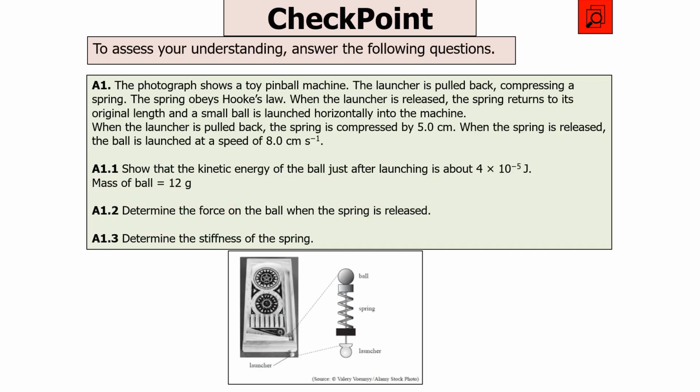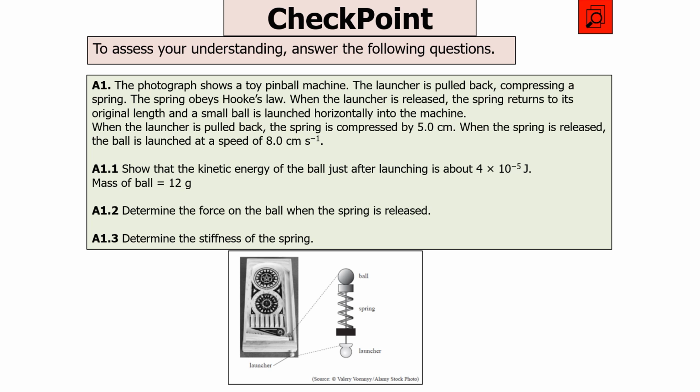The next question says, the photograph shows a toy pinball machine. The launcher is pulled back, compressing a spring. The spring obeys Hooke's law. When the launcher is released, the spring returns to its original length and a small ball is launched horizontally into the machine. When the launcher is pulled back, the spring is compressed by 5.0 centimeters. When the spring is released, the ball is launched at a speed of 8.0 centimeters per second.